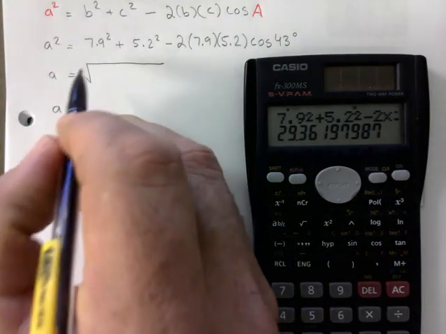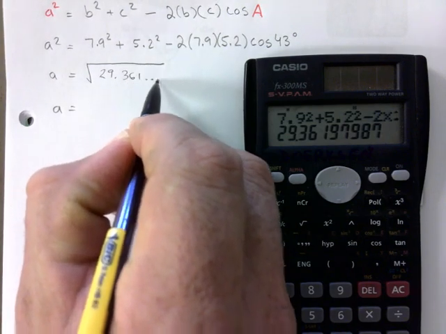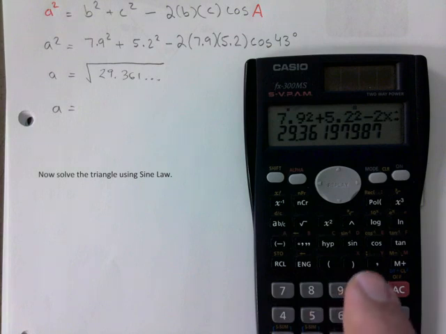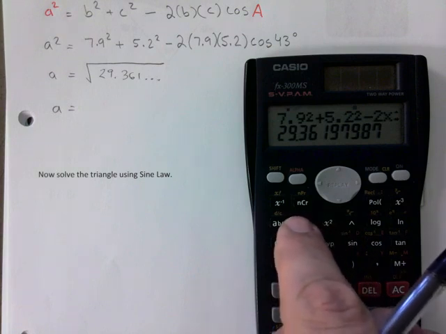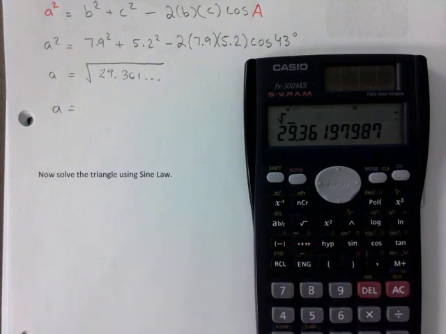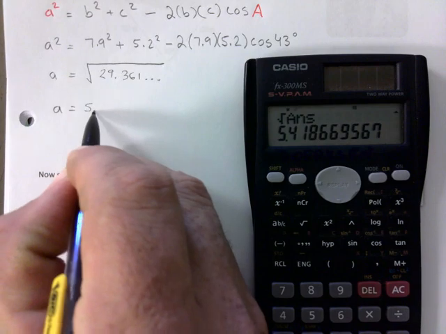I'm going to write this down real quick. 29.361, dot, dot, dot. That just tells me that I'm using all decimals, right? And last but not least, you're going to square root that. So I'm going to hit square root equals, and there's my answer.